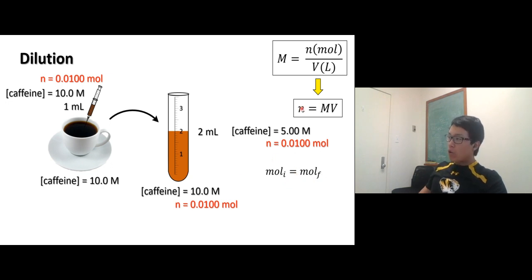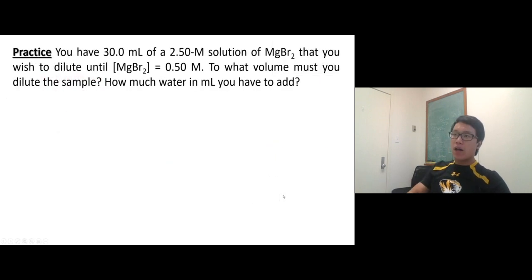And plug in right here. So moles equal to MV. So initial molarity times initial volume equals final molarity times final volume. That's the dilution equation. Okay. And here's how we use it. Just like, was it the combined gas law?